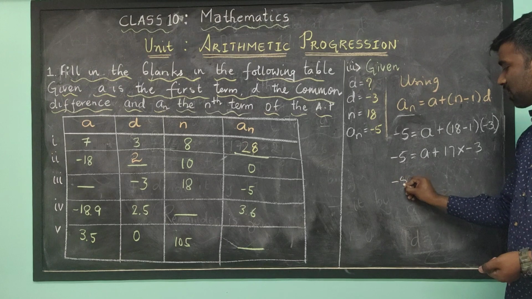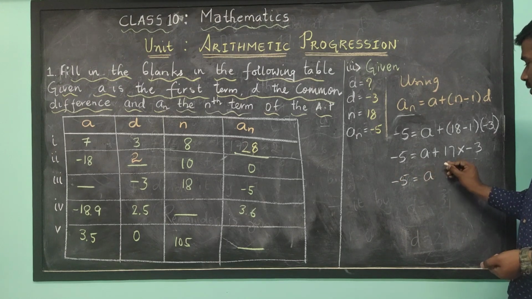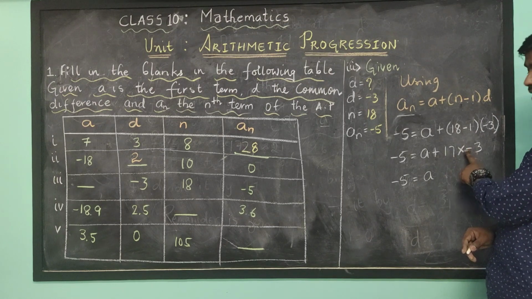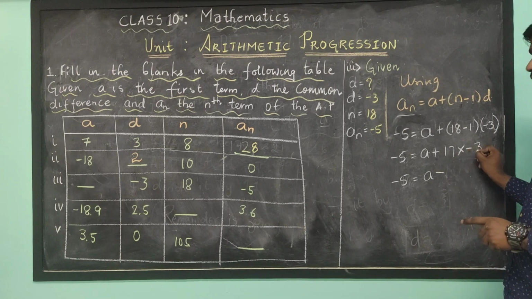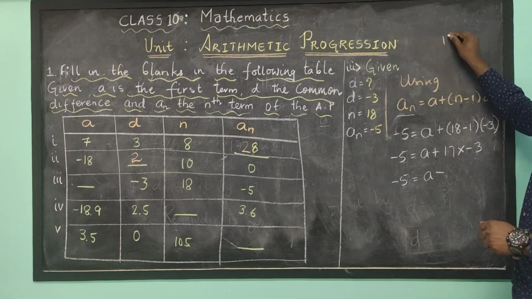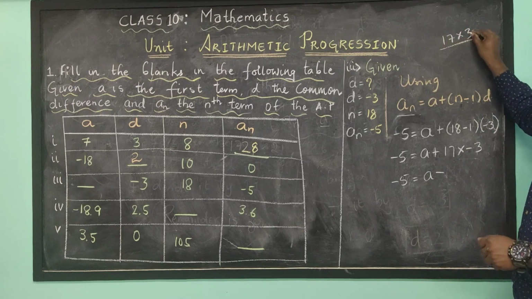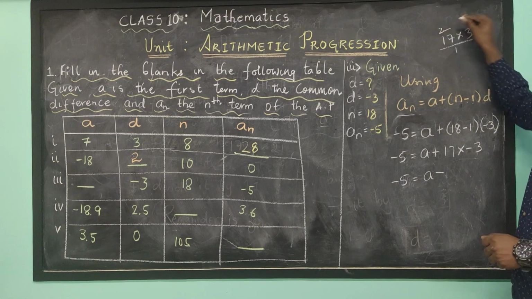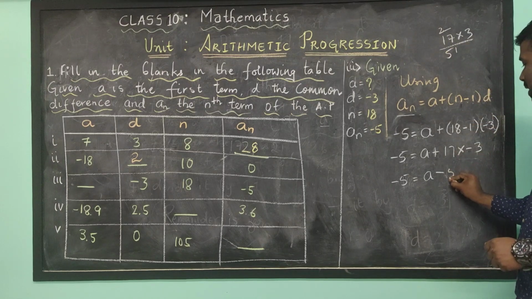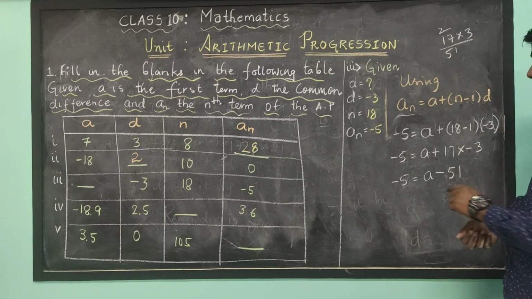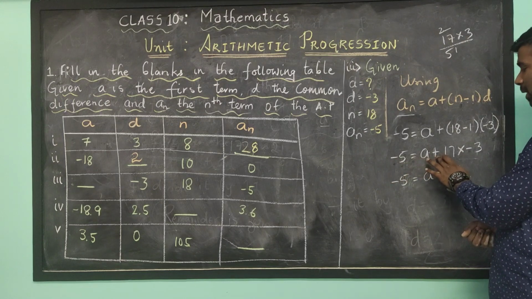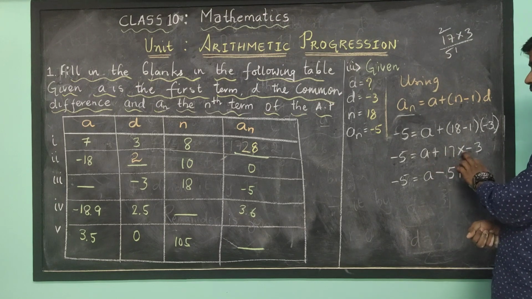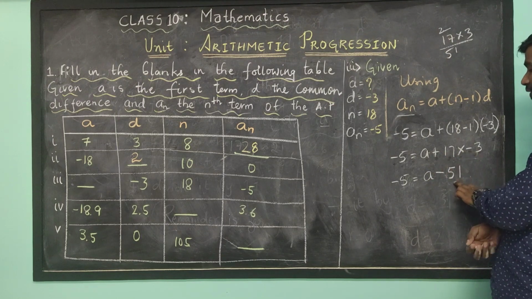Now the next step, minus 5 equals a plus. Now multiply the sign. Plus into minus is minus. 17 3s are, multiply 17 into 3. 3 7s are 21. Then 3 1s are 3. 3 plus 2 is 5. We get minus 51. Let me repeat this step. Minus 5 equals a plus 17 into minus 3. Now multiply the sign. Plus into minus is minus, 17 3s are 51.